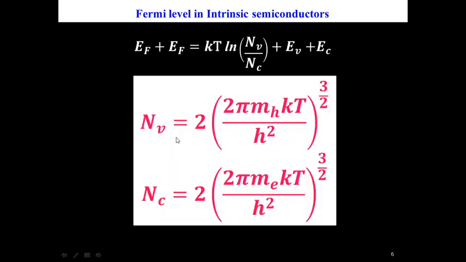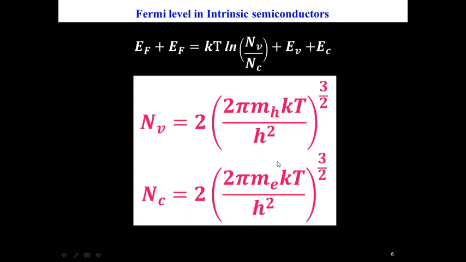Now we know the formula for Nv, that is the effective density of states of the valence band, and Nc is the effective density of states of the conduction band in an intrinsic semiconductor. So this is the formula of Nv, and this is the formula of Nc. All terms are the same except mh and me. So if we divide Nv by Nc, all terms will cancel out, only the terms mh and me will remain. So Nv divided by Nc gives mh by me.